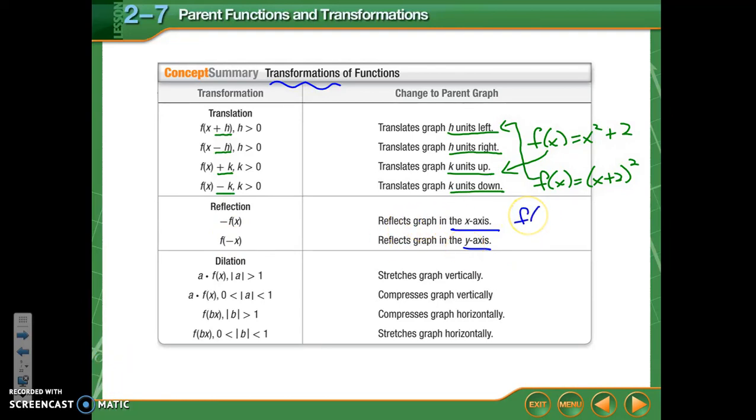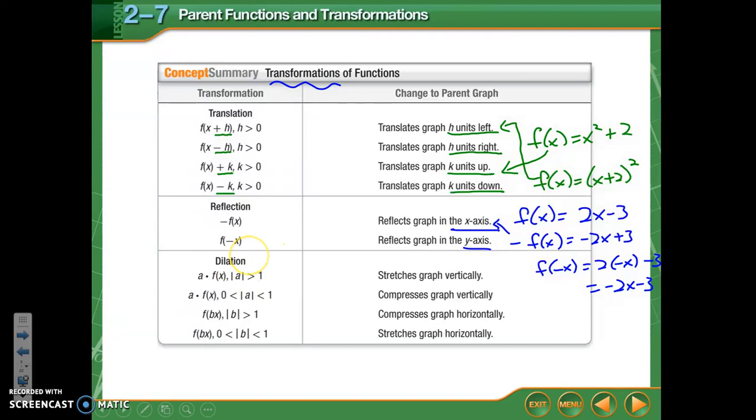So for example, if I have f of x equals 2x minus 3, if I multiply the whole thing by -1, so I'd have negative 2x plus 3, that would reflect over the x-axis. Whereas if I just plug in negative x, I get 2 times negative x, but it's still minus 3, so that would simplify to negative 2x minus 3. It would reflect over the y-axis.